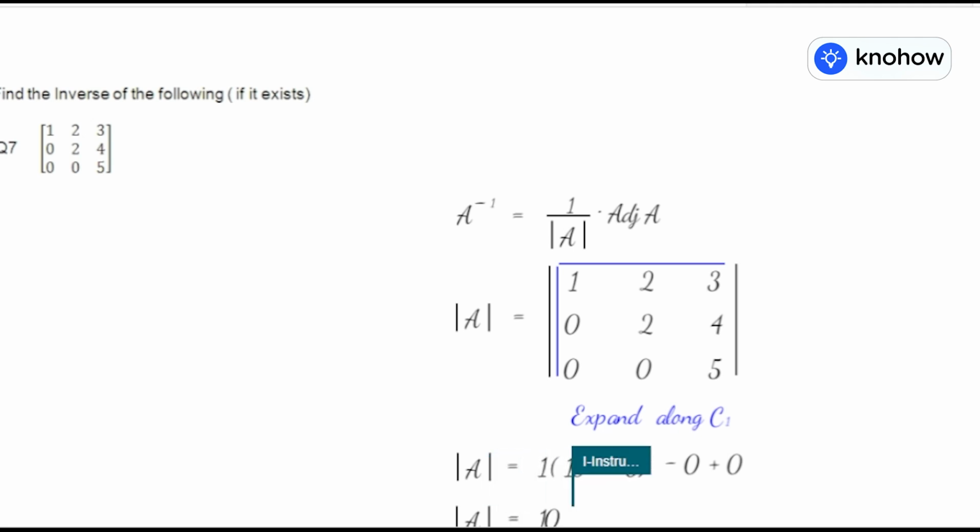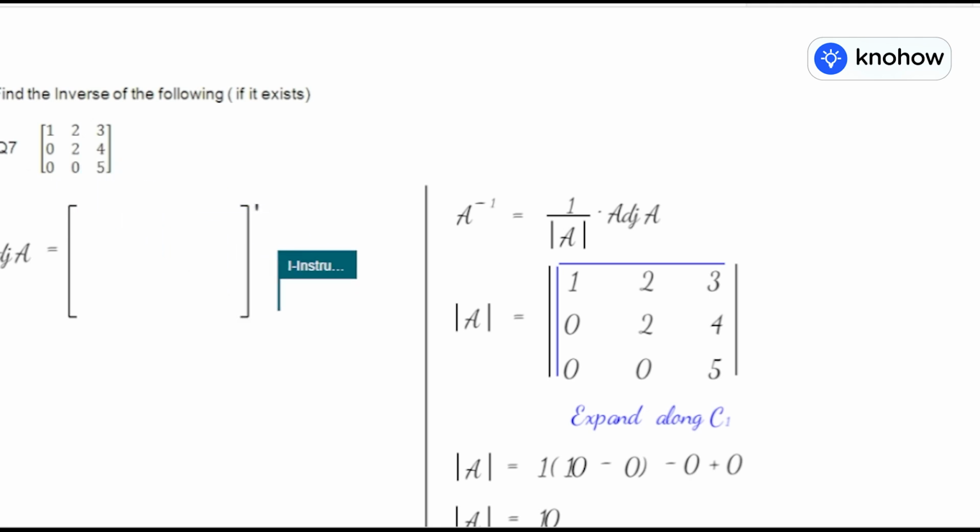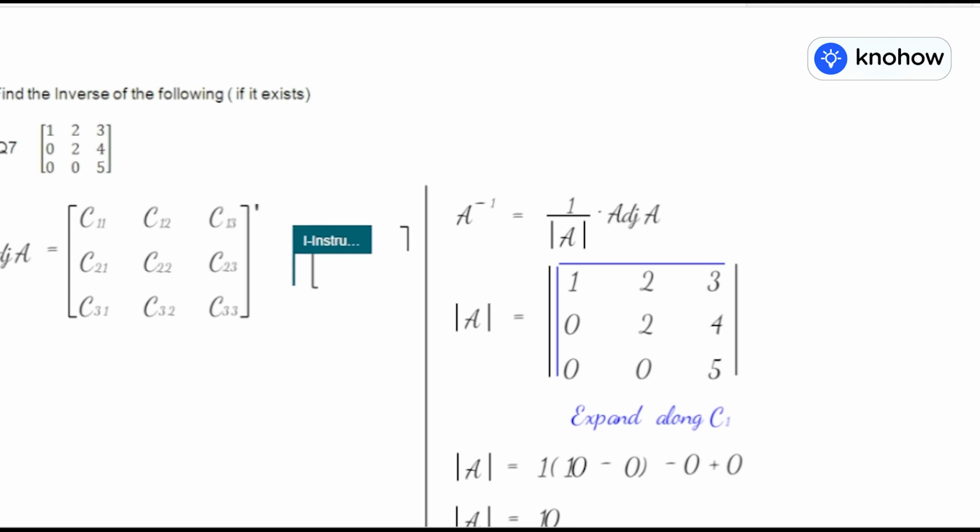And now work out the value of adjoint A. How do you define adjoint A? Adjoint A is defined as the transpose of the matrix of the same order obtained by replacing each element by the corresponding cofactor. That is the transpose of C11, C12, C13, C21, C22, C23, C31, C32, C33. We impose the proper sign, that is plus, minus, plus, minus, plus, minus, plus, minus, plus.